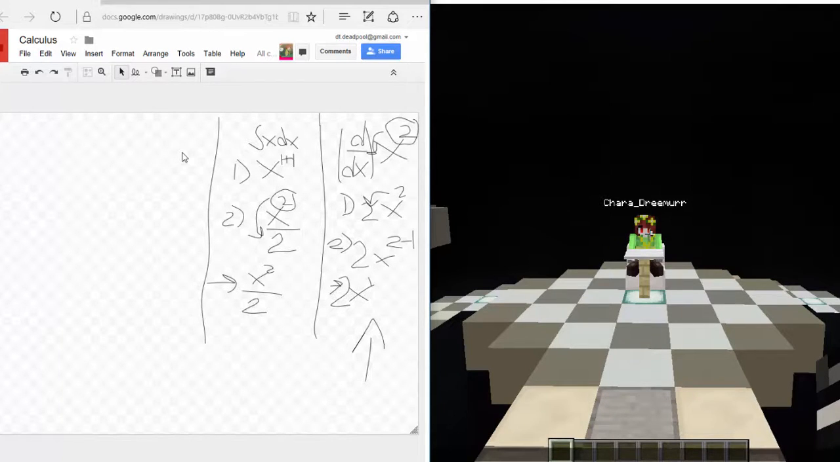We can go back and forth. That's how they work. You can go back and forth. You can go from velocity to position, and then you can turn position back into velocity. Good?